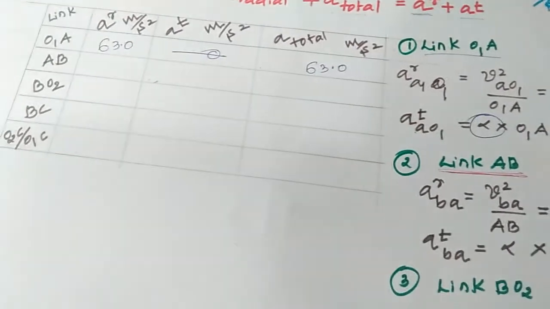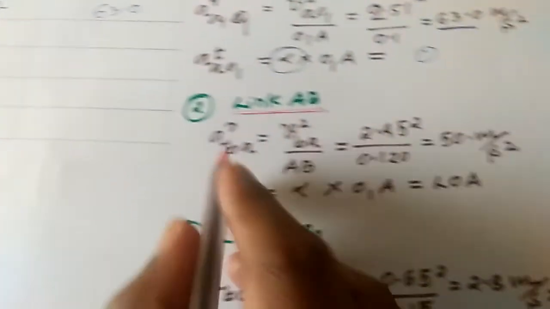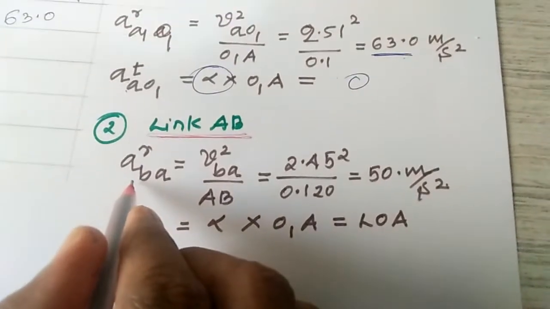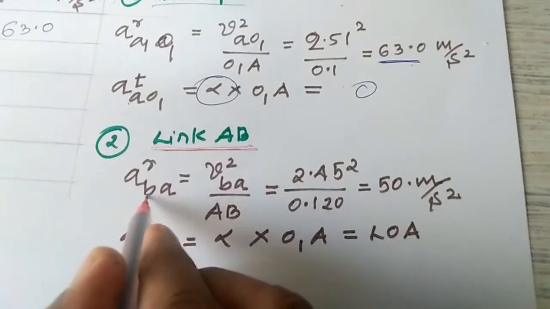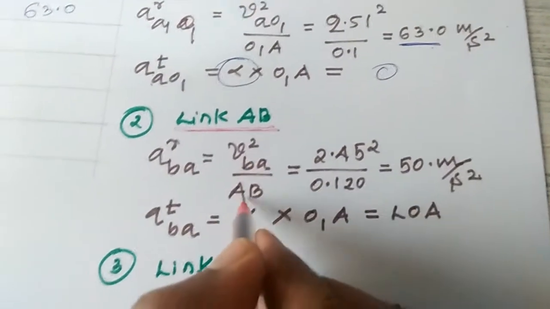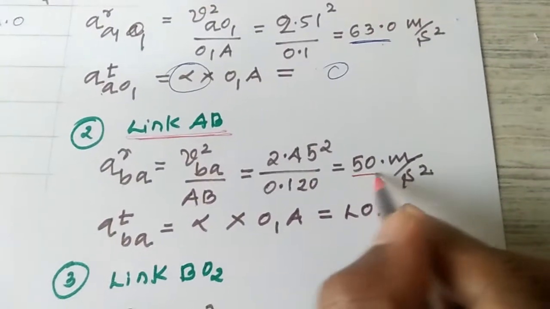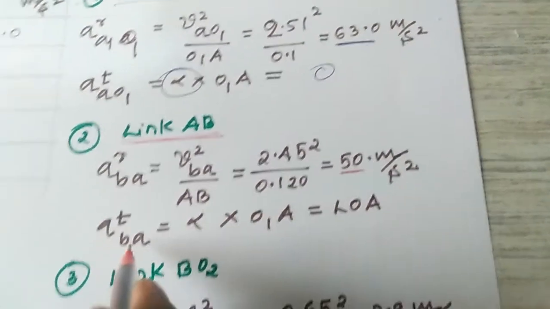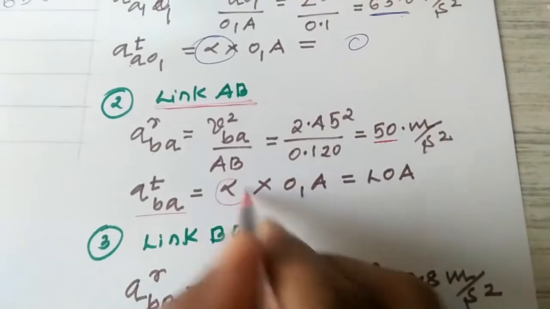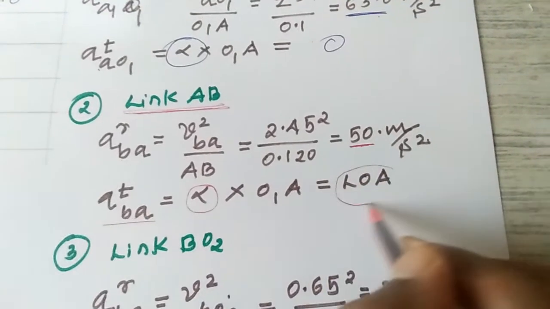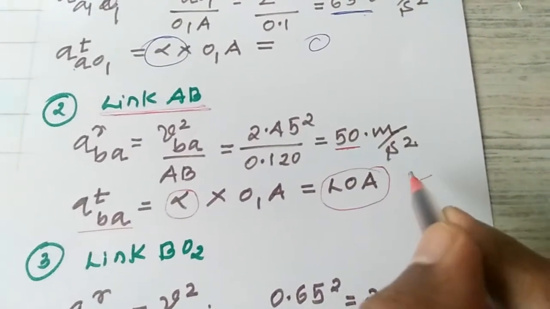In AB, here also you will find two things: radial and also tangential. Radial you can find from the velocity diagram. Radial acceleration of BA is V square BA divided by AB. This comes as 50 meter per second squared. What about the tangential? Alpha is not given. That's why you have to take it as a line of action for the link AB. Remember it. Same thing I will do.